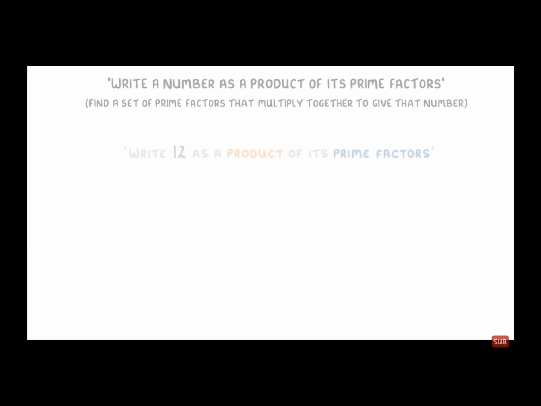So if we were asked to write 12 as a product of its prime factors, we'd need to come up with a set of numbers that multiply together to make 12. We already know that 2 and 3 are prime factors of 12, but we can't just write 2 times 3, because 2 times 3 is 6, not 12. Instead, we'd have to do 2 times 2 times 3, which are still all prime numbers, but now do multiply to give us 12.